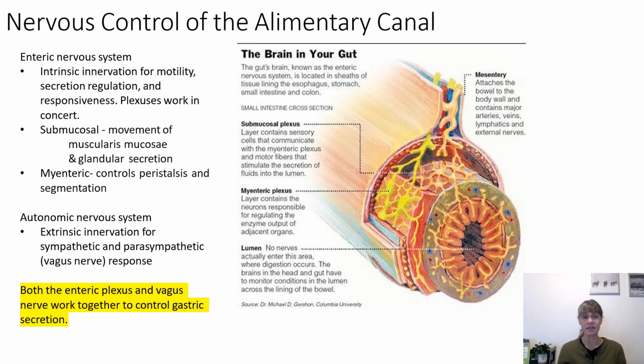External control involves the autonomic nervous system, where we have extrinsic innervation by way of the sympathetic and parasympathetic vagus nerve response. Remember that the vagus nerve is the wandering nerve. It goes everywhere, and that's the biggest player in the parasympathetic nervous system. Both the enteric plexuses and the vagus nerve work together to control gastric secretion.